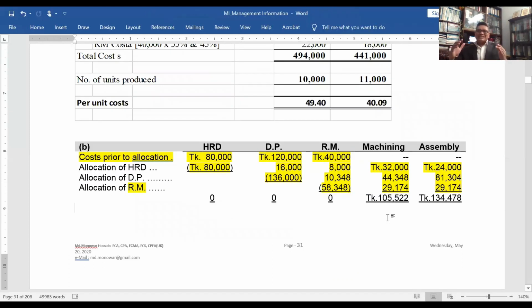Production department, machining department's cost now is 1,05,522. It is the overhead cost. And now assembly, 1,34,470. So it is the step down method. Look here, it is the picture for a step down. One by one, a step down. So its name is step down.